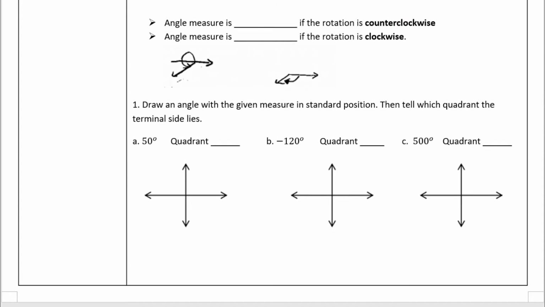How do we measure angles? Angles are measured positive if the rotation is counterclockwise. So if you're going counterclockwise, the angle is positive. In this case, this angle is positive since it's going counterclockwise. This right here is going clockwise, so this angle here is negative. The angle is negative if you're going clockwise.